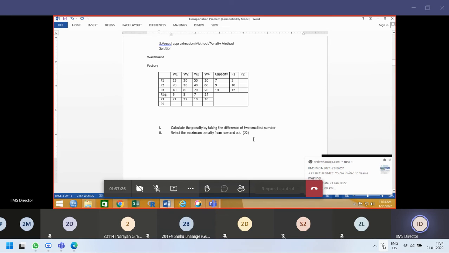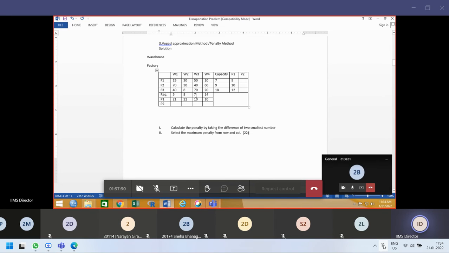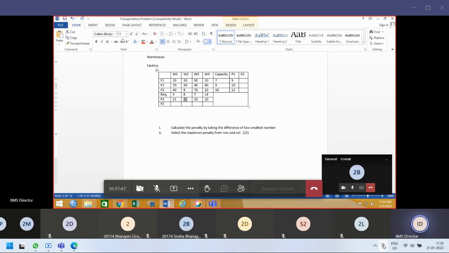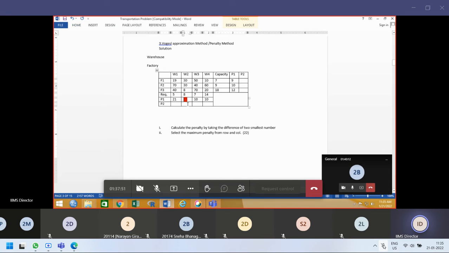The same process is going to repeat again and again. So I'll work it out now. 22 is the highest penalty, and it belongs to warehouse 2, that is the second column. So here I'll mark this, just making the color of this. 22 is the highest penalty.